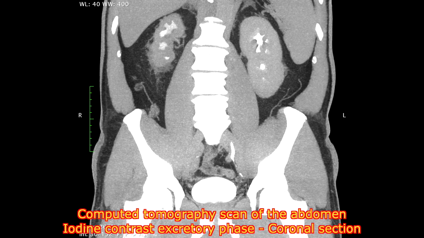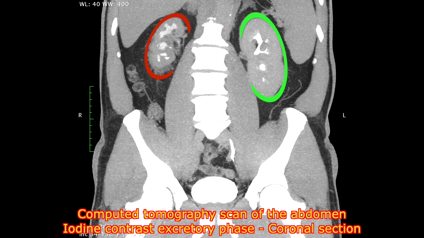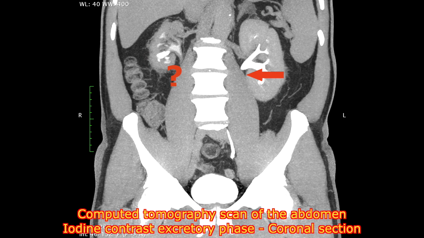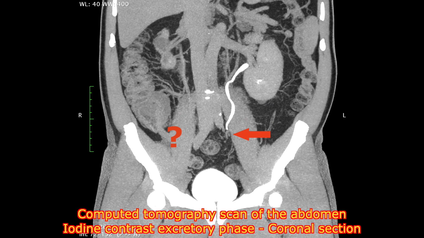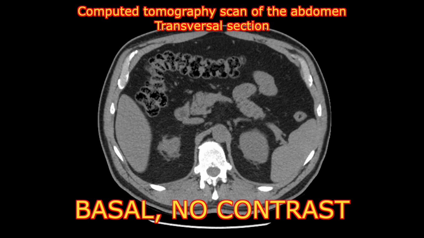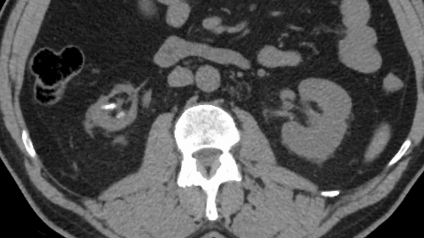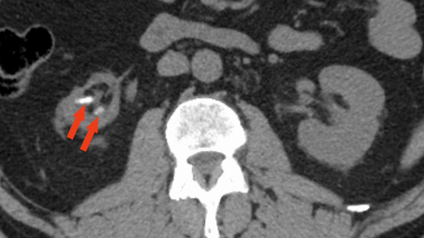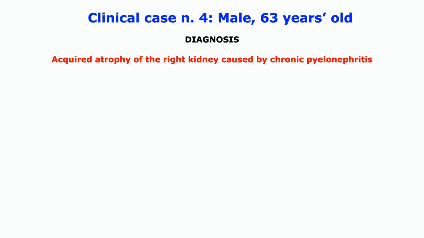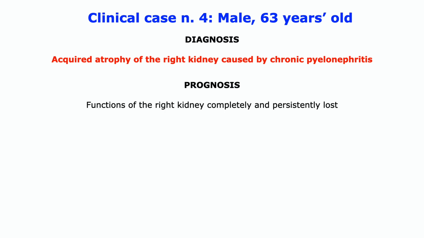The computer tomography scan confirmed the atrophy of the right kidney, and no iodine contrast flow was detected along the right ureter. A slight dilatation of the right pelvis and 2 X-ray opaque small urinary stones were detected in the lower calyces. The left kidney was intact. Final diagnosis determined atrophy of the right kidney caused by chronic pyelonephritis. The functions of the right kidney were irreversibly lost and partly compensated by the left kidney.